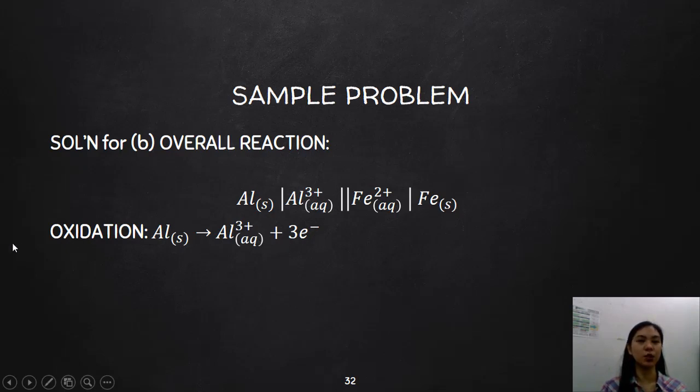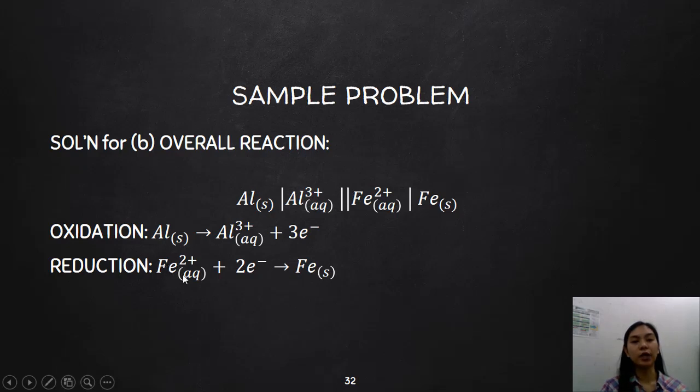So that's your oxidation reaction. How about your reduction reaction? Siyempre, si iron na yan. So yan po yung another half reaction of the reduction. So from your iron, which has a charge of 2+, naging iron siya, which is solid, having a charge of 0. Again, the left side should be balanced with the right side of the equation.